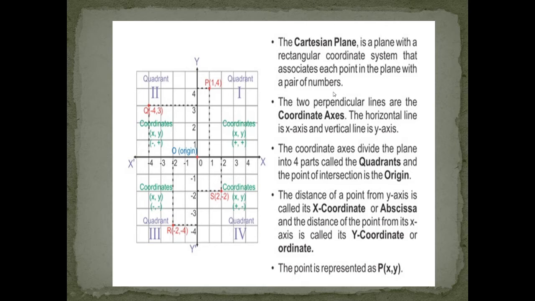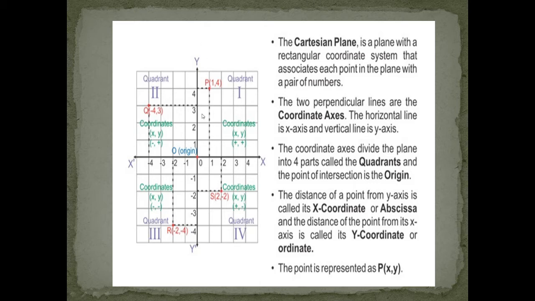Now the important terms that you are supposed to know are Cartesian plane and coordinate axes, quadrants, origin, x-coordinate, y-coordinate. These are the concepts you are supposed to learn and remember. So here you see, first, the Cartesian plane. It is a plane with a rectangular coordinate system that associates each point in the plane with a pair of numbers. So in the Cartesian plane, each and every point is associated with a pair of numbers, which is called an ordered pair.